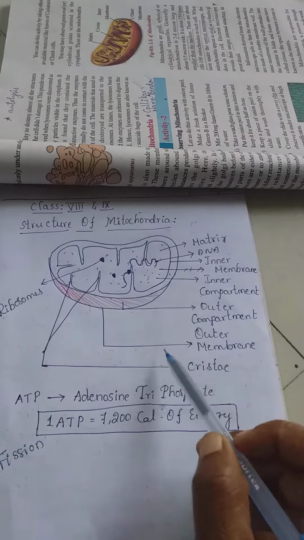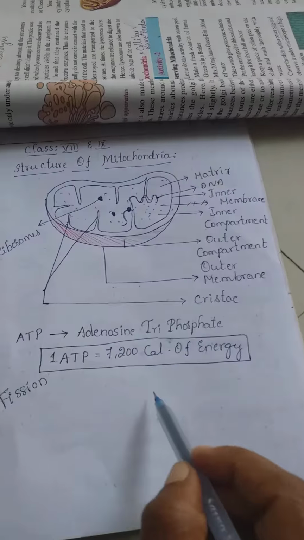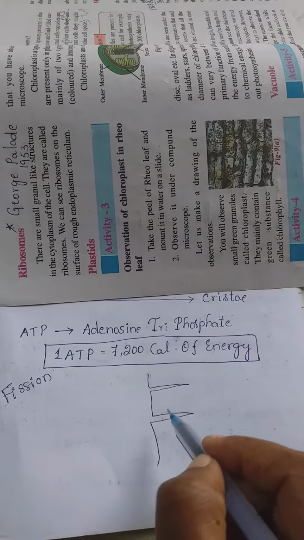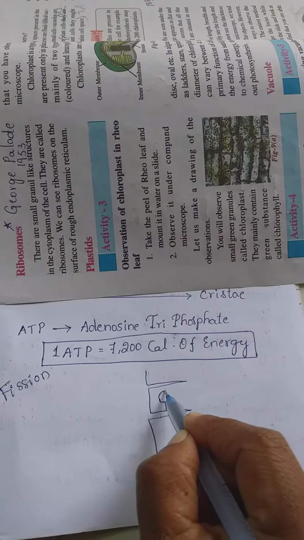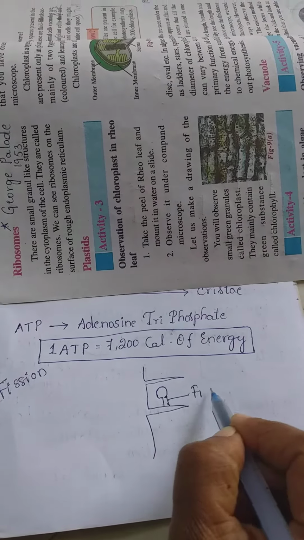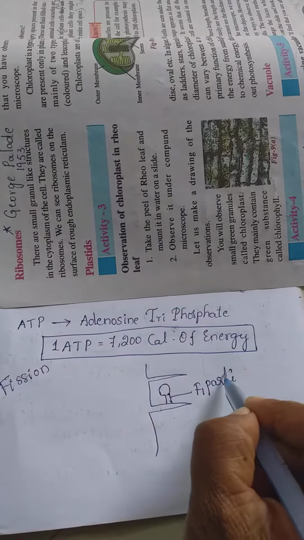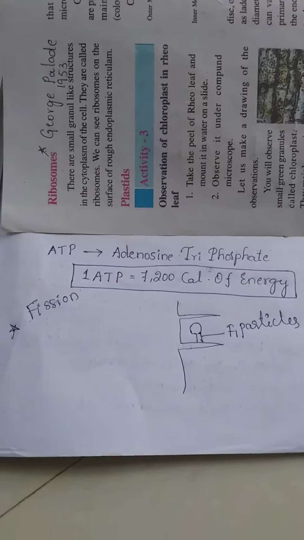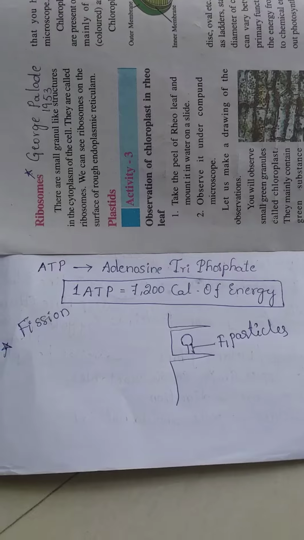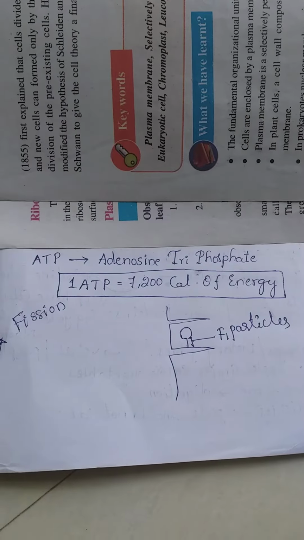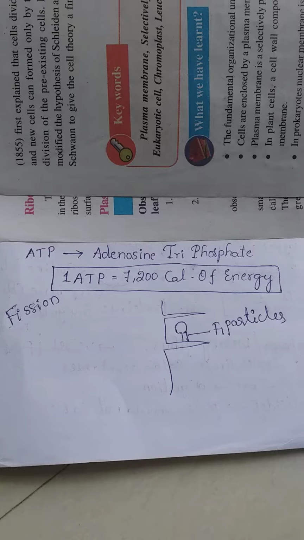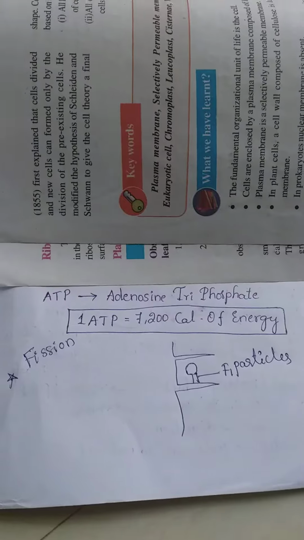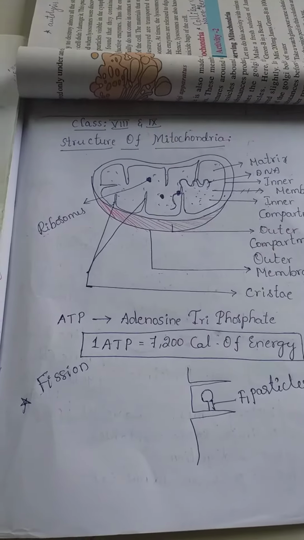And the second one, inside the cristae, it is the cristae structure, no? Inside the cristae there are bulb-like structures known as F1 particles. These F1 particles are helpful in electron transportation. Okay, the energy will be stored in the form of ATP. ATP means adenosine triphosphate. 1 ATP equals 7200 calories of energy.